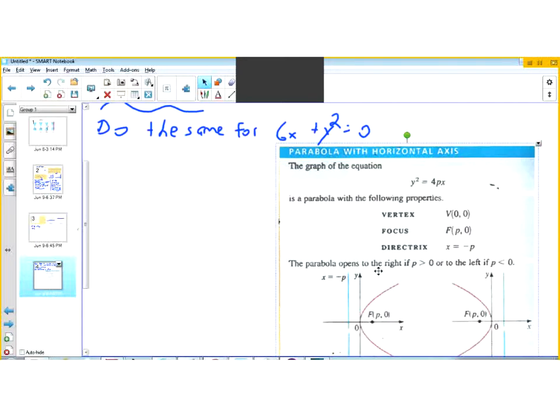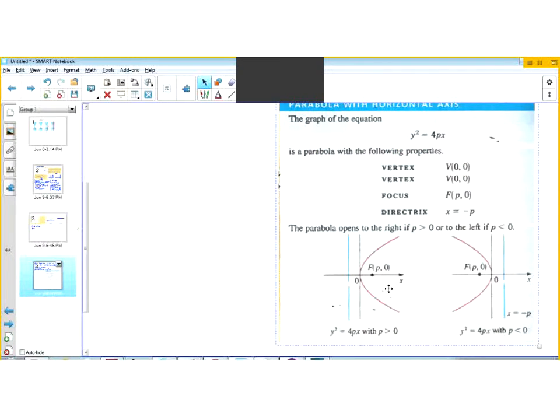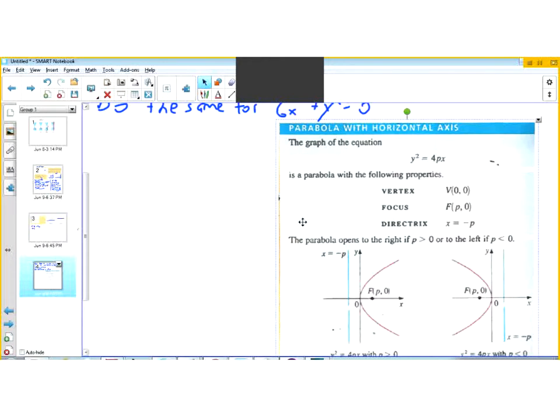And so if p is greater than 0, the parabola will, of course, open to the right, and if p is less than 0, the parabola will open to the left, as shown in these particular examples. Okay, so we're just interchanging the roles of x and y and the coordinate axes. So now, with this note, we can answer the question. We can find the focus and directrix for 6x plus y squared is equal to 0.